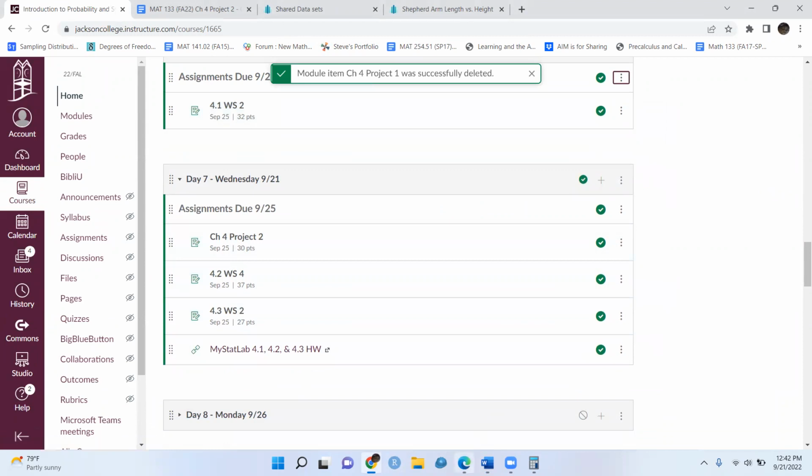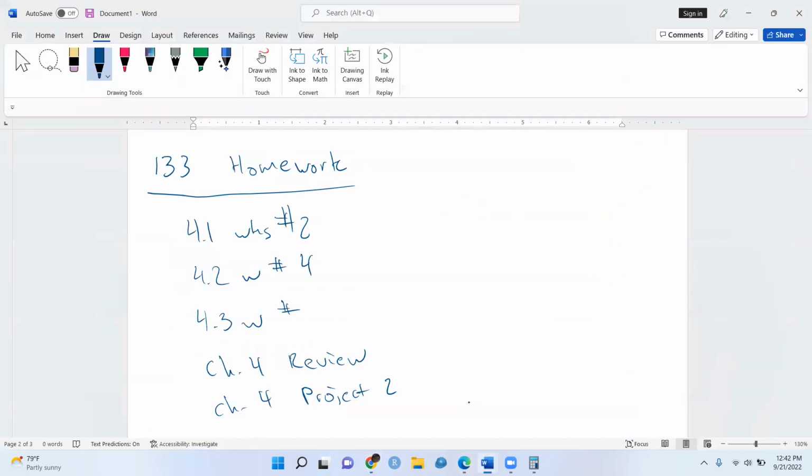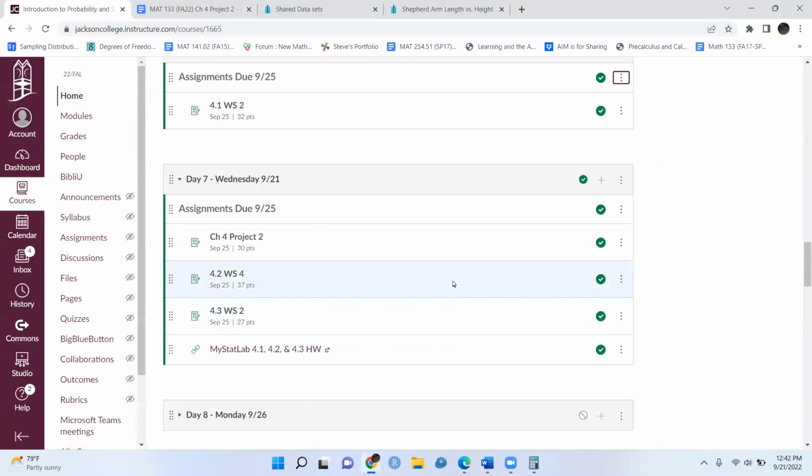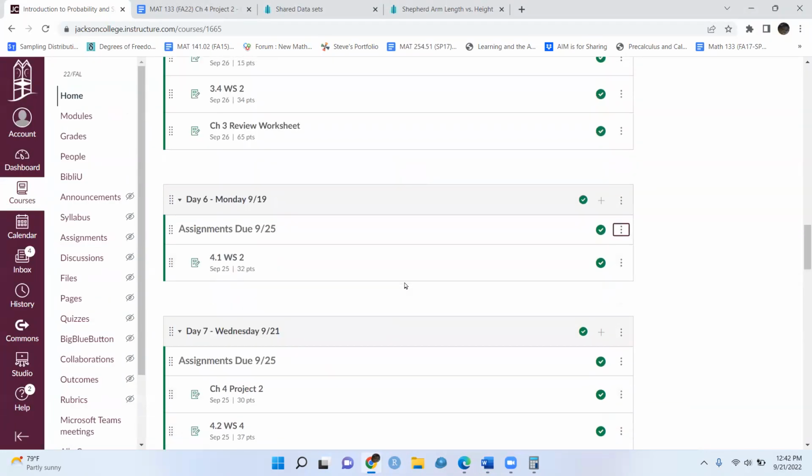So it's 4.3 number 2. And we'll evaluate on Monday. We'll probably do these 3 worksheets in class on Monday. And then this chapter 4 review will become your homework. That's your practice, just like the chapter 3 review was your homework practice quiz. Test yourself, and then ask as many questions as you need.